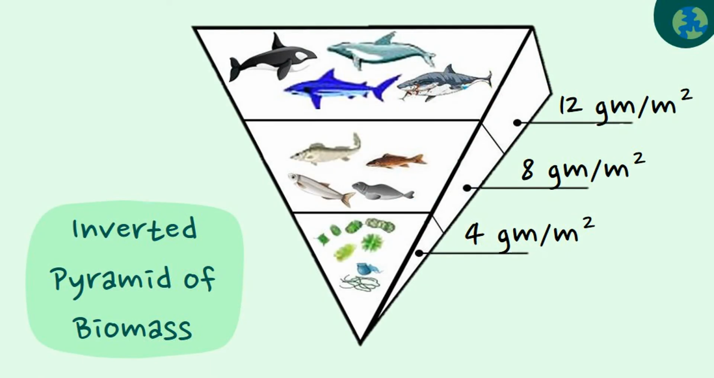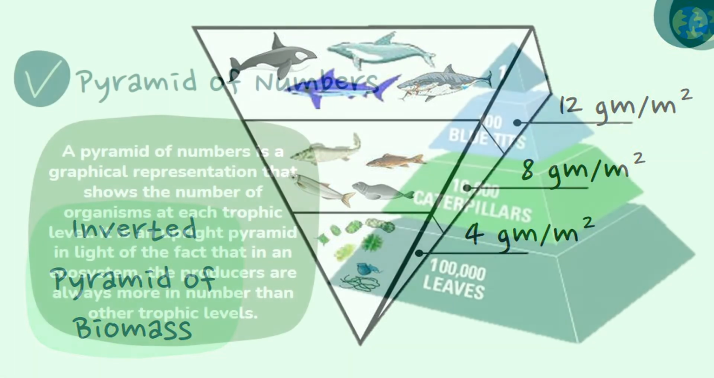In the case of an inverted pyramid, an example is the aquatic ecosystem. The mass of the phytoplankton, the main producers of the ecosystem, is less than that of the consumers, which are generally fish, which are in turn eaten by sharks and whales.